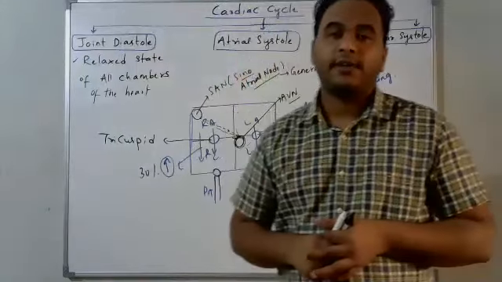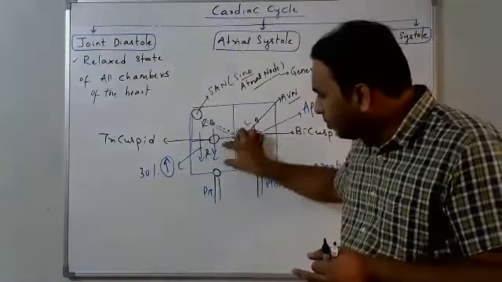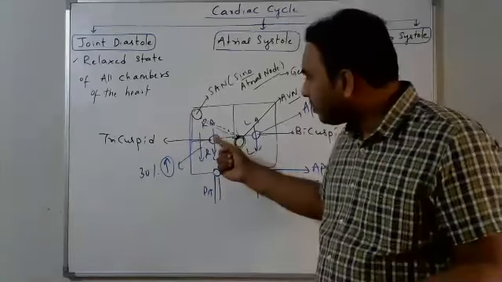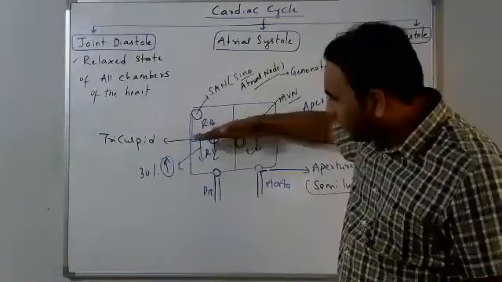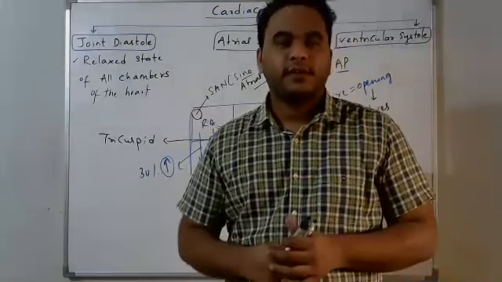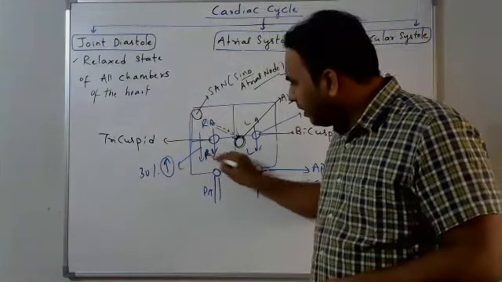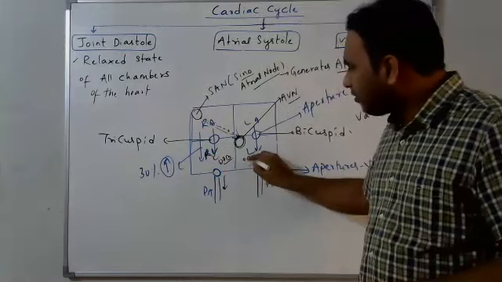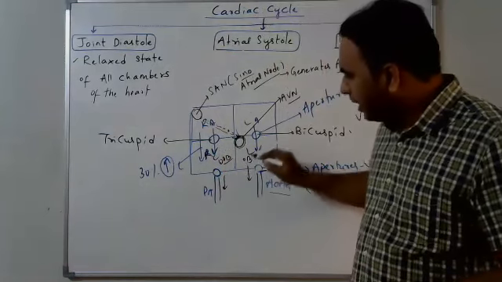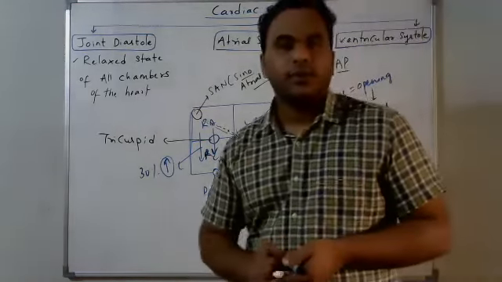Now, which valves will be opened? The semilunar valves will open, because of the pressure in the ventricles. Then which valves will be closed? The tricuspid and bicuspid valves will be closed, and the semilunar valves will be opened. Got it? As a result, the deoxygenated blood from the right ventricle enters into the pulmonary artery, and the oxygenated blood from the left ventricle enters into the aorta. So this is what is going to happen.